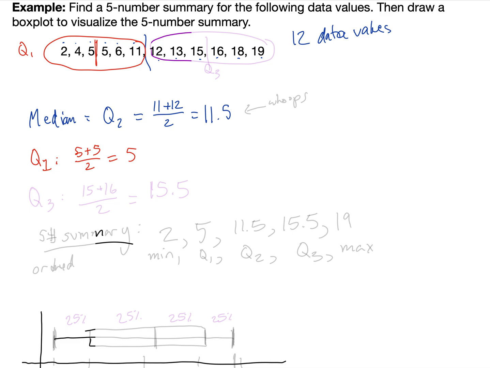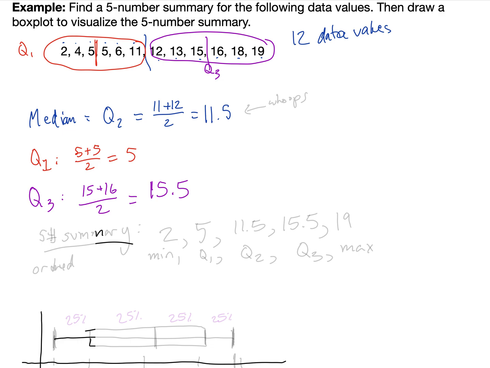Last thing that we actually have to calculate here, we can find Q3. So Q3, we're finding the median of those data values. So Q3 is the median of the middle two, the average of the middle 2 data values, 15 and 16. So 15 plus 16 divided by 2 is equal to 15.5. So we've now found Q1, Q2, and Q3.